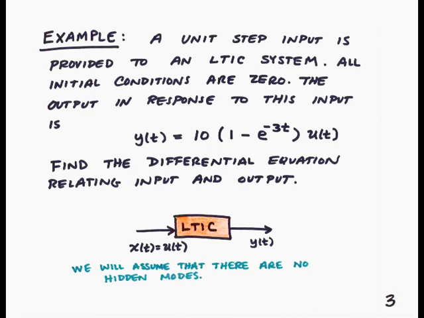A unit step input is applied to a system that is linear time invariant. And in response, we get the output y(t) equals 10 times (1 minus e to the minus 3t) u(t). So we have the input, it's a unit step. We have the output, given here, y(t). Now we want to find the differential equation that the system must possess.